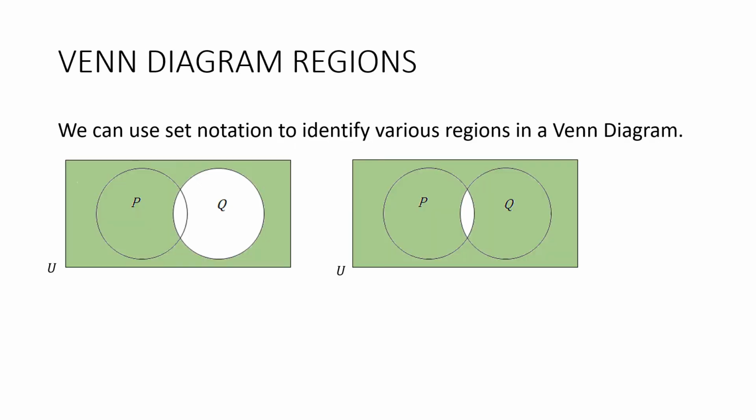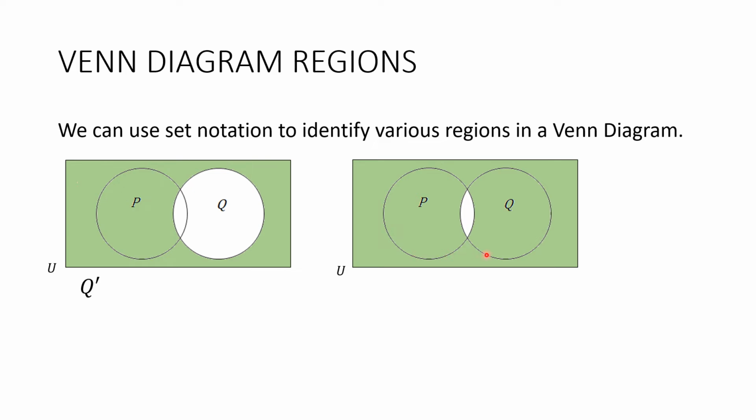Let's move on to Venn diagram regions. We can use set notation to identify various regions in a Venn diagram. Have a look at this first one here. Here we have everything coloured in except for Q. So this is the complement of Q. It's nothing to do with P at all. So we just write Q'.